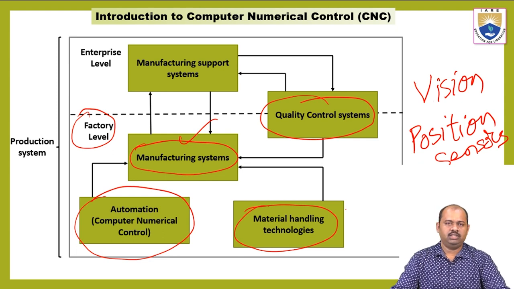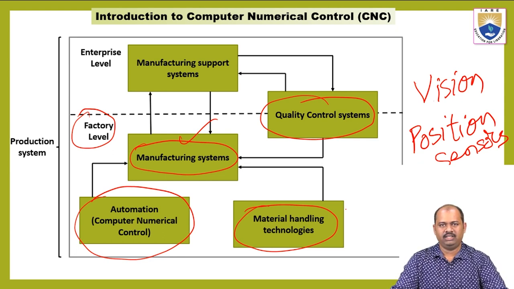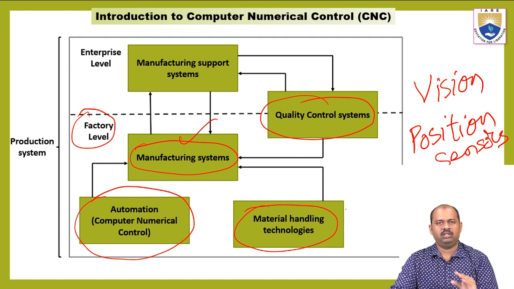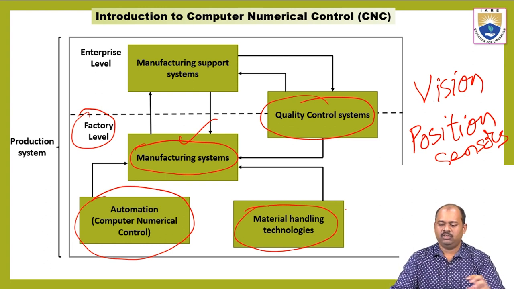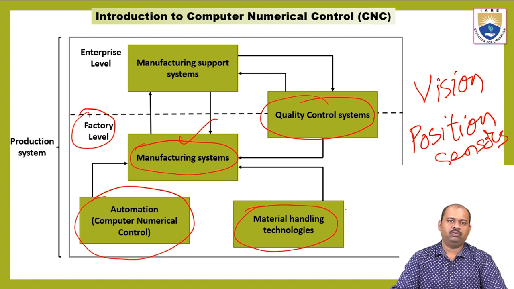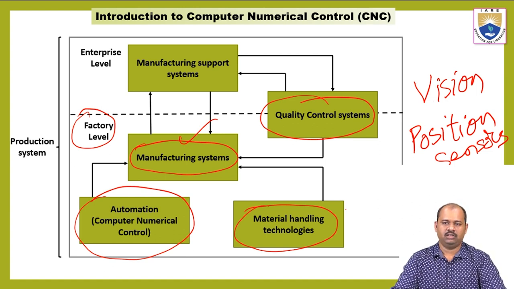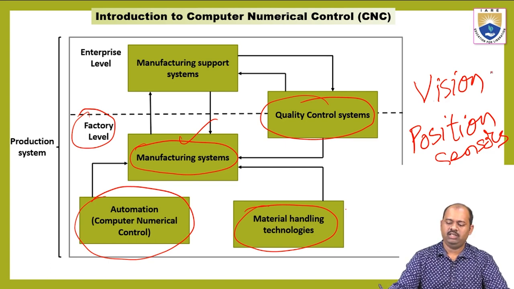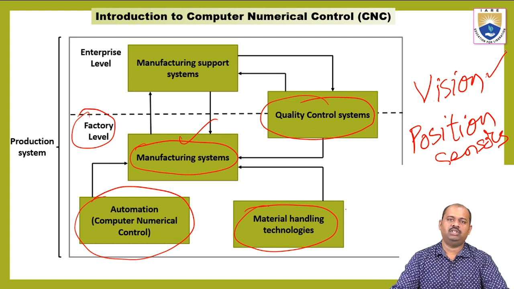Vision sensors use a computer-connected camera. We will use a normal camera. This will record the surface of the body, and this video is uploaded into a computer system. That computer system will analyze the video, or the image given by the vision system, so that it can determine if there are any cracks or defects in the body. Those things can be identified using a vision system.